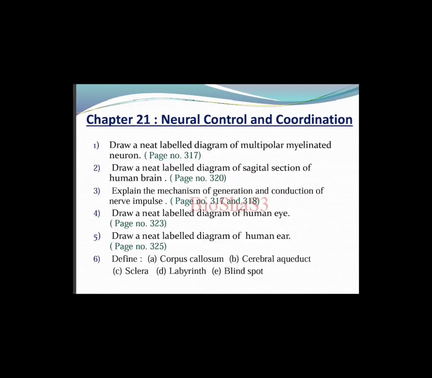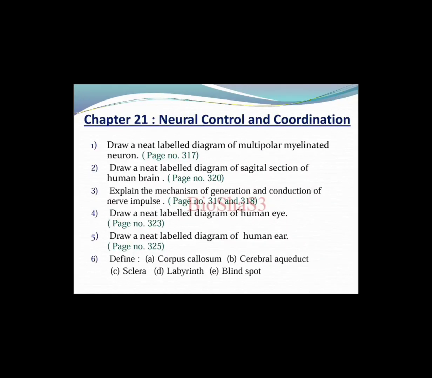Okay. Next, chapter 21, Neural Control and Coordination. So in this chapter, draw a neat labelled diagram of multipolar myelinated neurons. You know the neuron structure which you have studied from your high school. So once again it's a very easy topic which you cannot miss. Then draw a neat labelled diagram of sagittal section of human brain. Again this is present even in your high school portion. So most of you are thorough with this diagram. So please don't skip it.